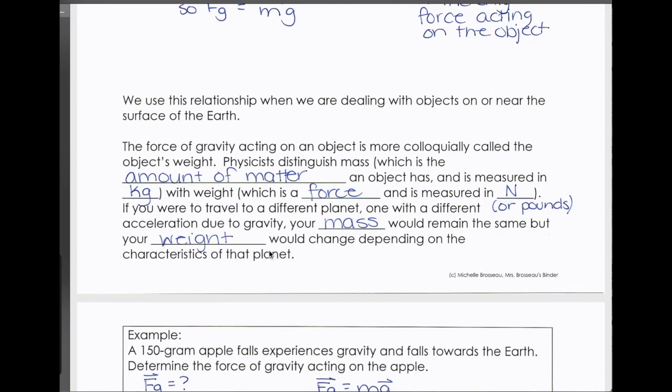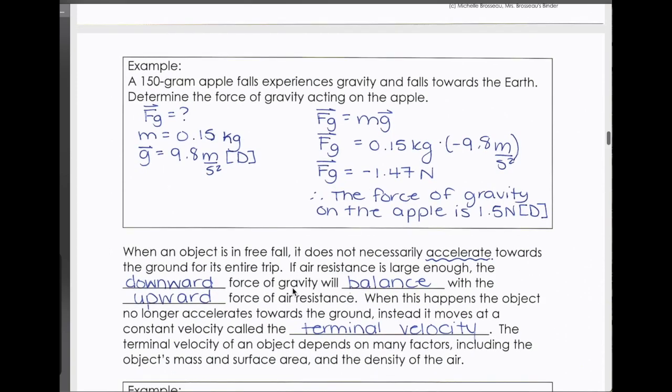Okay. So moving on for an example, a 500-gram apple falls experiencing gravity and then falls towards the earth. Determine the force of gravity acting on the object. So we're going to use the force of gravity equals mass times gravity.